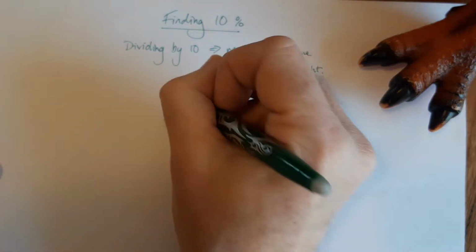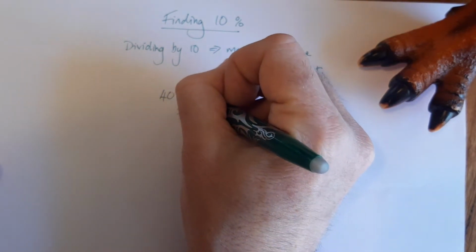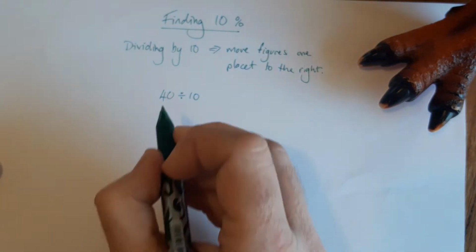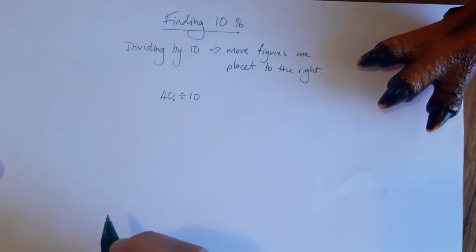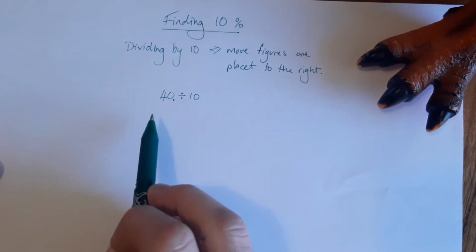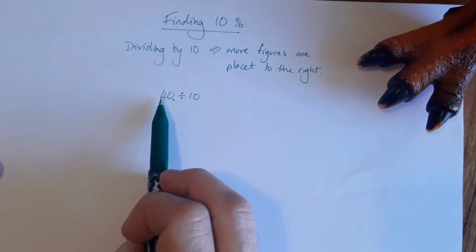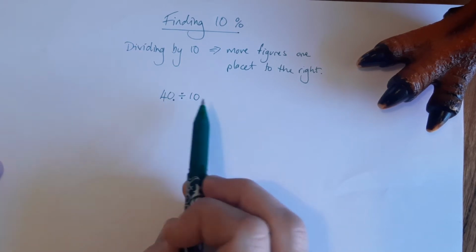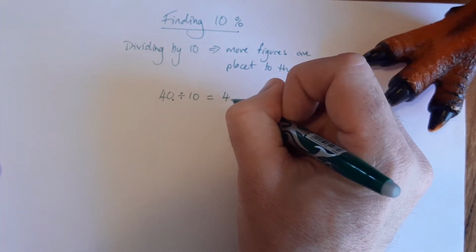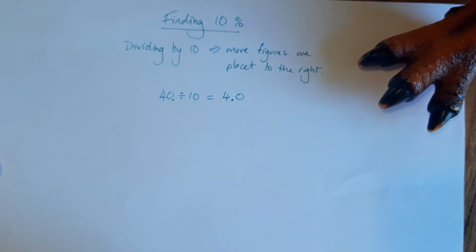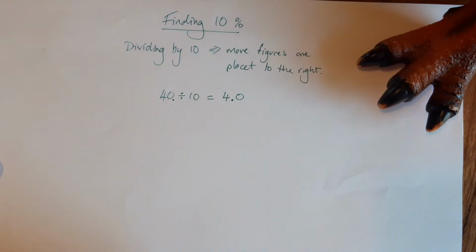Cool. So, looking at something like 40 divided by 10. Now there is a decimal point, it's actually fixed right there. And what we're doing when we're dividing by 10 is that the 4 and that 0 both jump one place to the right. So we're going to end up with an answer of 4.0 or just 4. Both the 4 and the 0 are moved one place to the right.